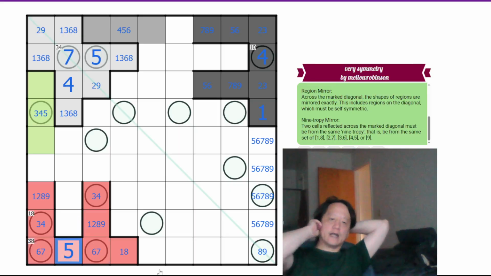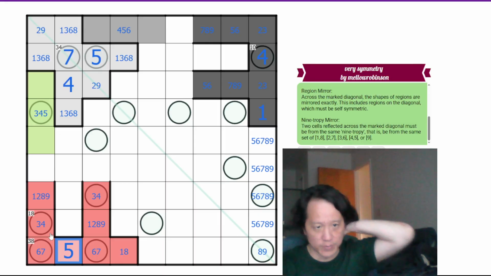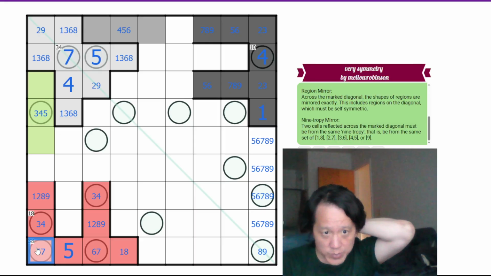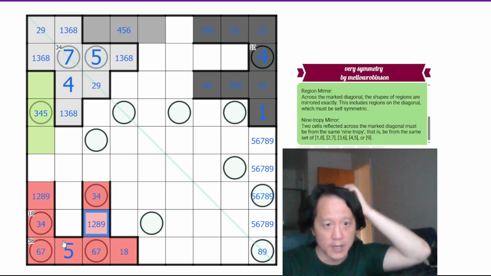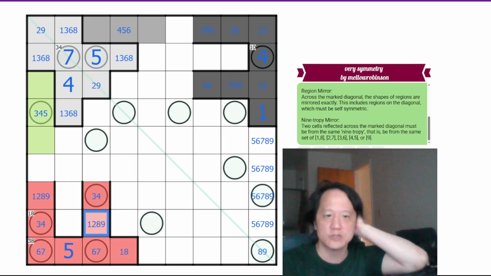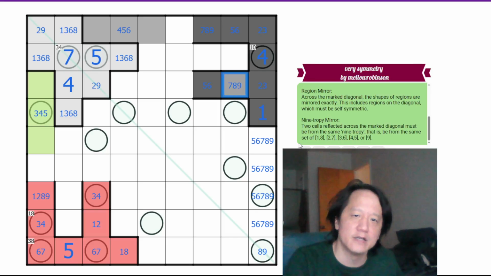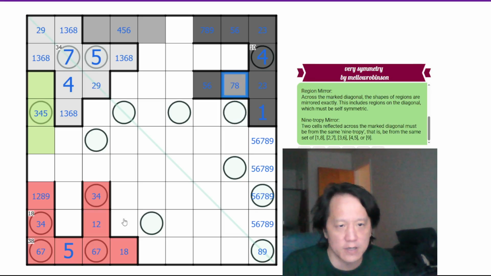8 and 9 cannot be missing from the cell seen by this cell, because that's too big. 45 minus 8 is 37 at most. 45 minus 9 is 36 at most. So this is 1 or 2 here. That corresponds with, it cannot be 9 here, so it's 7 or 8 there.